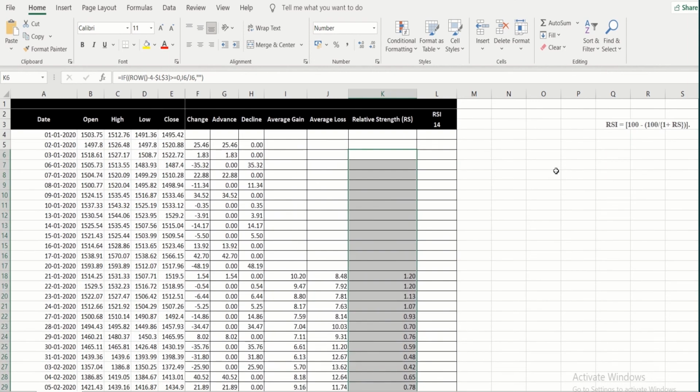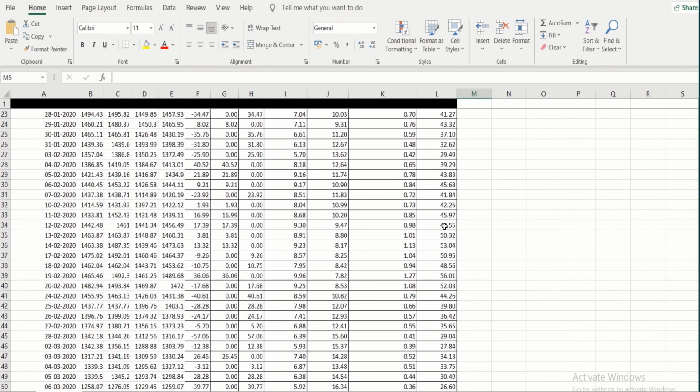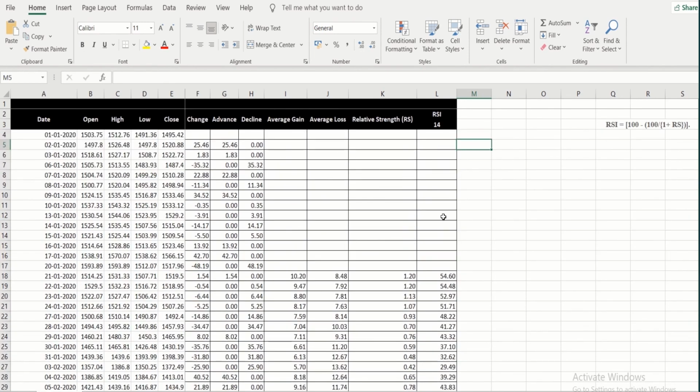In the next step, we finally work out the RSI values. So this is the RSI formula. We just put the values as per the formula and drag and drop down to fill these cells. In this manner, the table is updated. This is how we get the value of RSI.